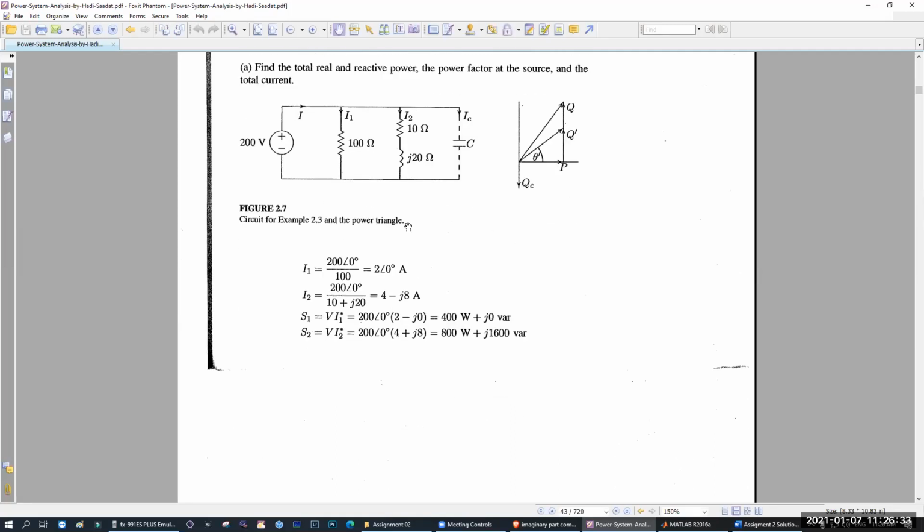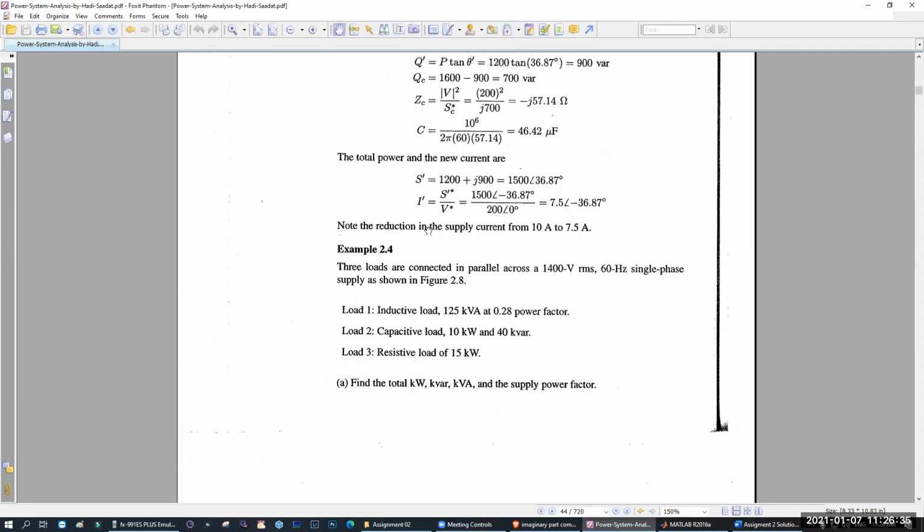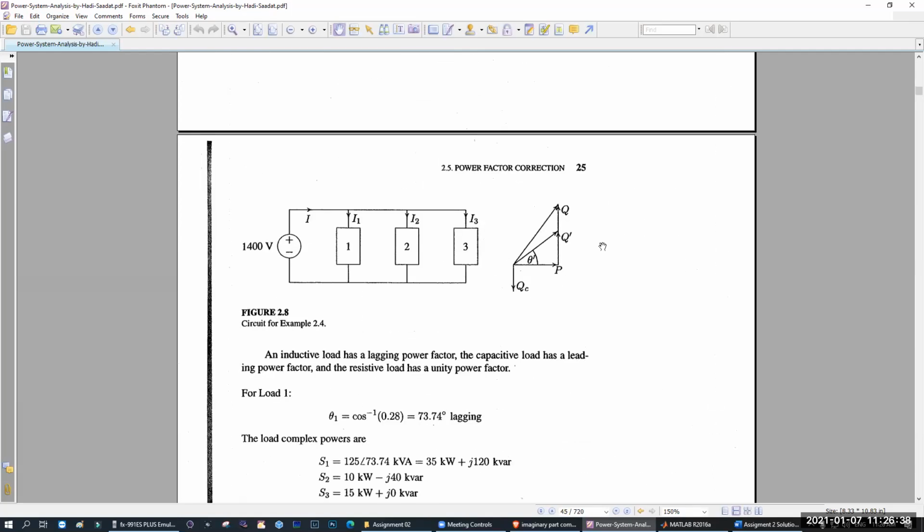Now, this is another math. You can do it by yourself. I'm not going to do it.